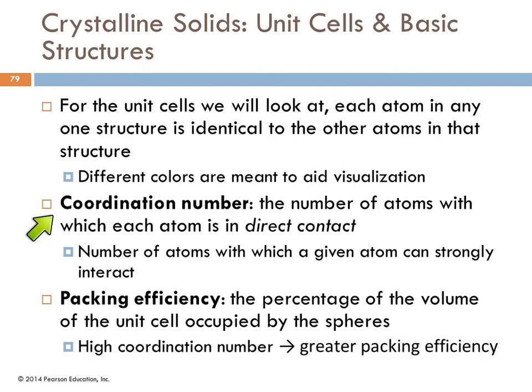That's the coordination number. Packing efficiency is the percentage of the volume occupied by the spheres. So high coordination number usually leads to greater packing efficiency. There's going to be some empty space. You cannot pack spheres into anything and not have some empty space. That's just how they are. Now, cubes you can pack in and not have any empty space, but spheres, there will be some empty space. So something that has high packing efficiency, there's less empty space than something with a low packing efficiency.